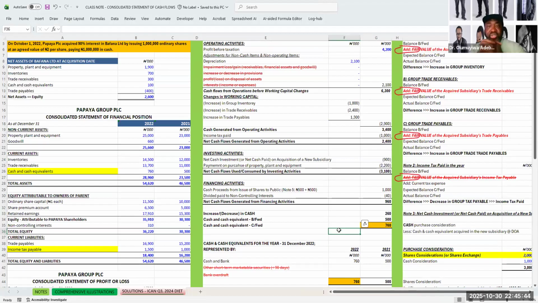Any question? Any other questions? In the absence of any question, we've come to the end of the consolidated statements of cash flow.